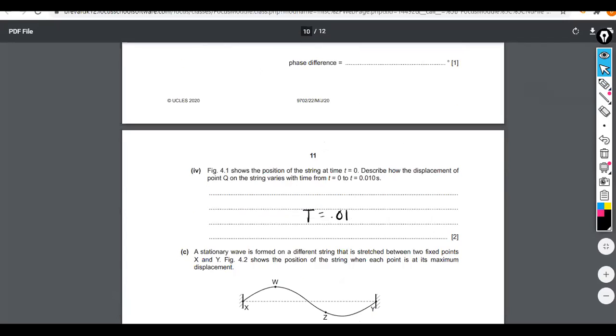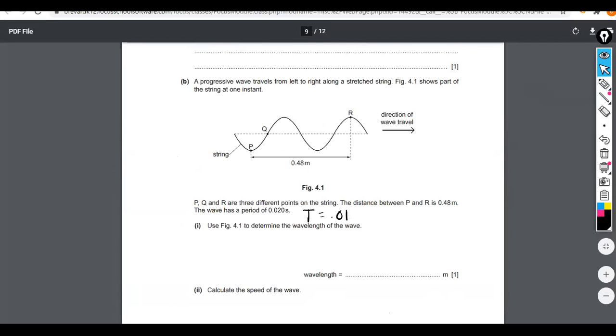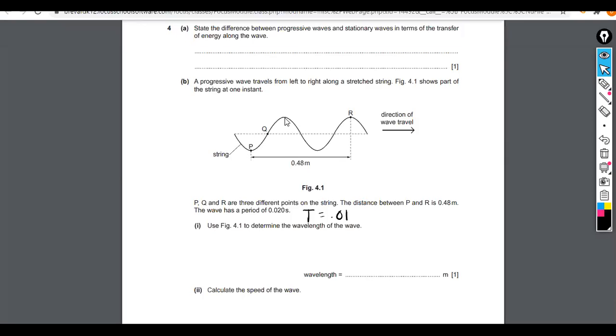So how are we interpreting that correctly? Figure 4.1 shows the position at time 0. Describe how the displacement of point Q varies from 0 to 0.01. All right, so point Q over here. The energy is going like this. Before the energy got here, you just had a horizontal string. But then some energy runs into it and makes the string start going like this, and so the points here are moving up and down. This point Q doesn't go on with the wave. It's part of this string, and all it can do is go perpendicular to the direction of energy transfer. See how this wave cuts across the direction of travel of the wave? Trans means across, so it's a transverse wave. The wave particles are cutting across the direction of energy transfer.